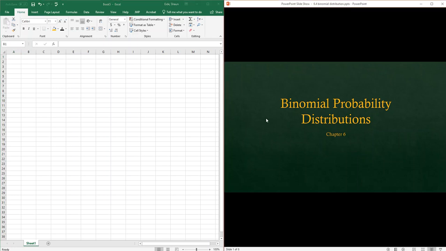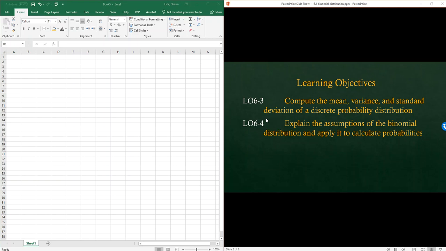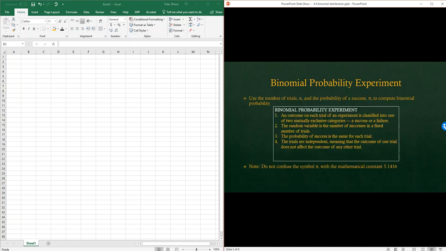Okay, so let's take a look at this. You're going to be able to compute the mean, variance, and standard deviation of the binomial probability distribution. You're also going to be able to explain the assumptions of the binomial distribution and apply it to calculate probabilities.